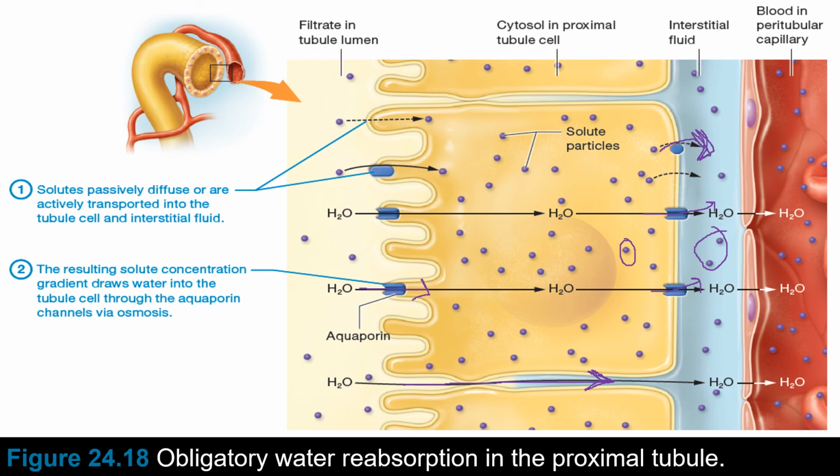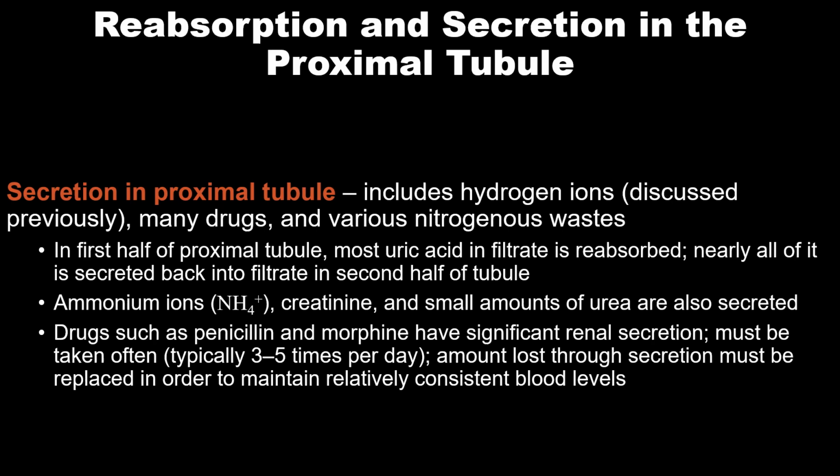Now, as I discussed earlier, there is hydrogen ion secretion, but there are other substances that are secreted into the filtrate by these proximal tubular cells, like nitrogenous waste products and drugs. In the first half of the proximal tubule, most of the uric acid in the filtrate is reabsorbed, but nearly all of it is secreted back into the filtrate in the second half of the tubule.